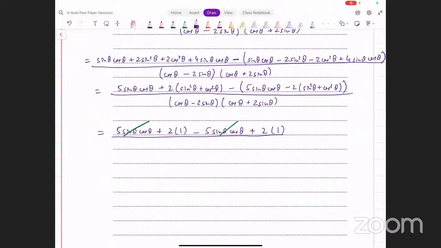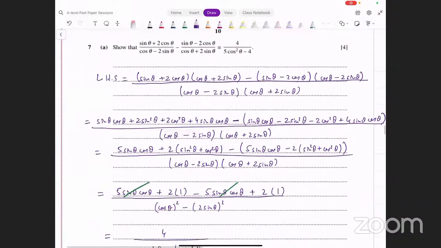ठीक है? So this is going to become cos theta whole square minus 2 sin theta whole square. ठीक है? a minus b into a plus b है ना, तो a square minus b square हो गया. What do we have then? 4 in the numerator. In the denominator, we've got cos square theta minus 4 sin square theta.